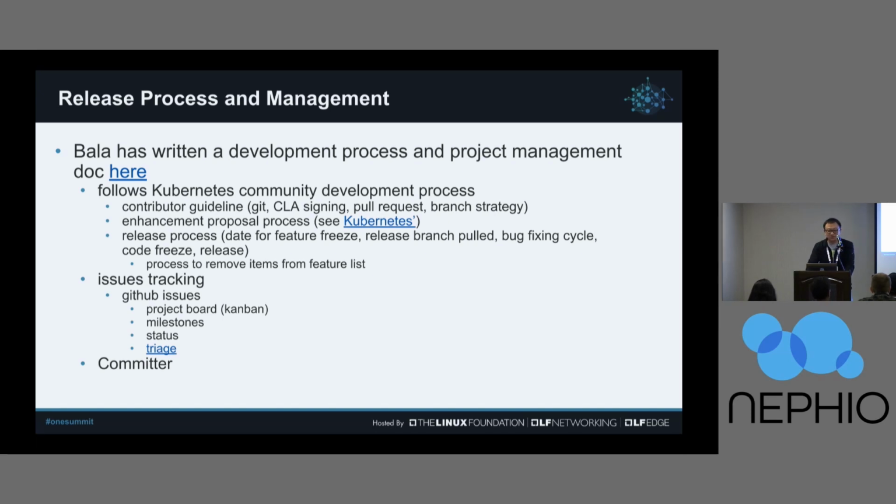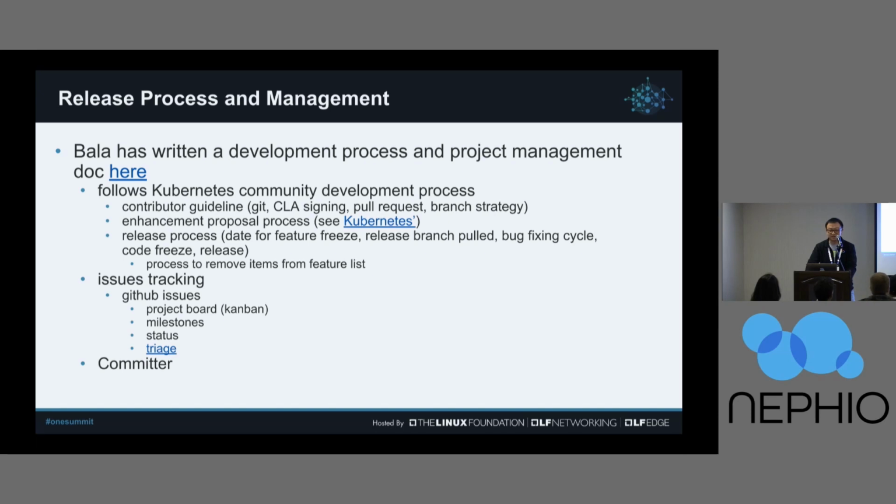So we have contributor guidelines, which cover Git resources, CLI signings, pull requests and branch strategies, and that guideline is basically just a link to the Kubernetes contributor guideline. We have enhancement proposal processes, which is also exactly Kubernetes. Every time you have a feature that you want to propose, and if the SIG chairs approve it, it goes into part of the release. And then we can pull that out at any given moment too.